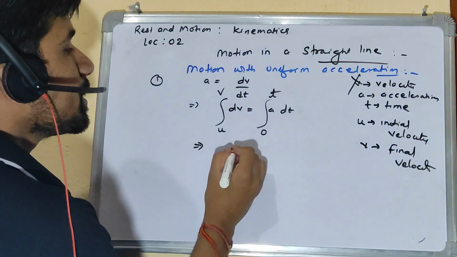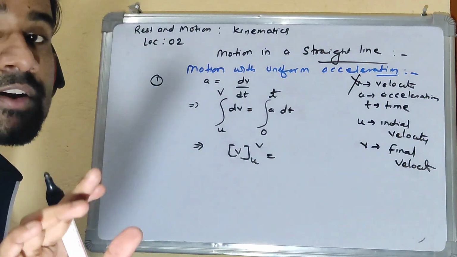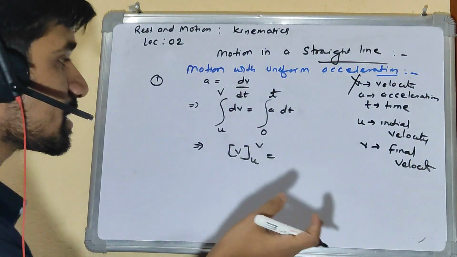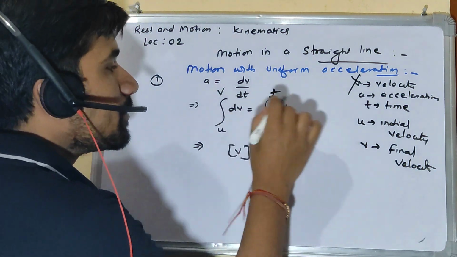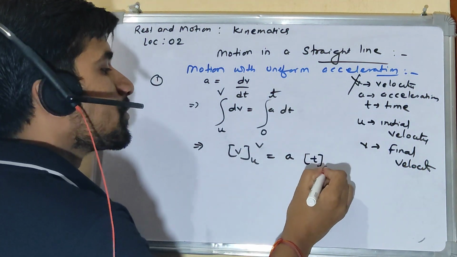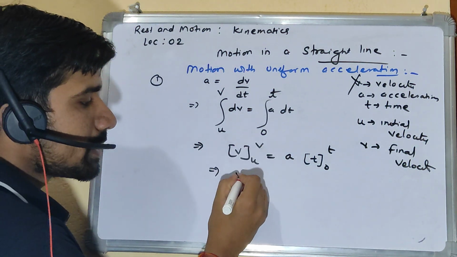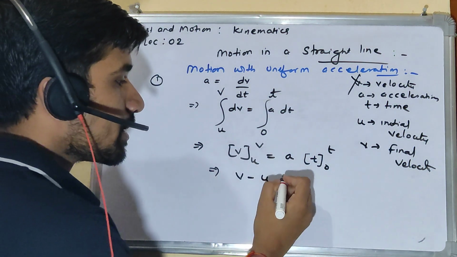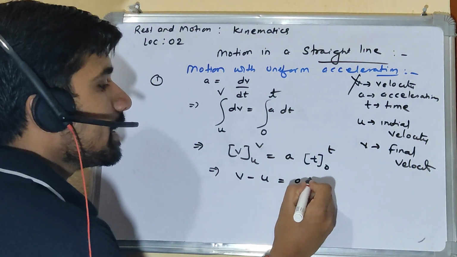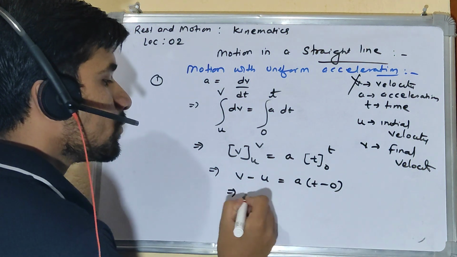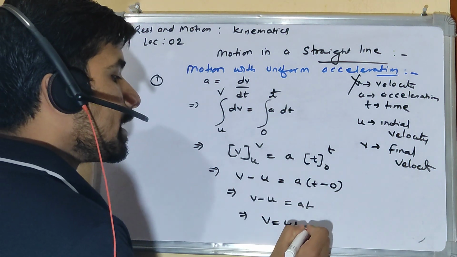So now integration of dv is v, the limit is u to v, and acceleration is a constant here. We are talking about a case of uniform acceleration. Acceleration will come out of integration since it is a constant. We can safely bring it out. Integration of dt will be t from 0 to t. Now let's put the limit values. The upper limit is v, lower limit is u. We'll subtract. This is how we do definite integration. And then this is t minus 0. So v minus u equal to at, and this becomes v equal to u plus at, right?